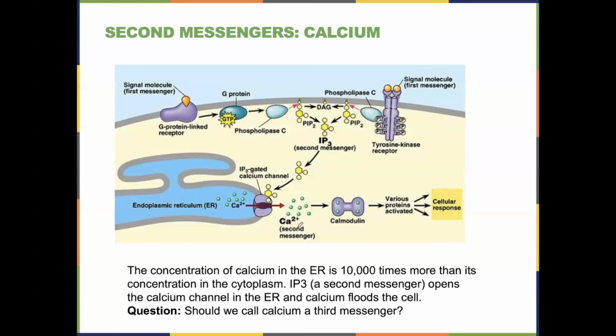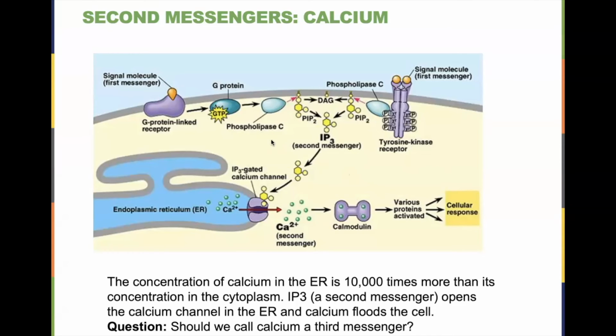It is still a second messenger. Note that this is also an example of signal integration, as you have this pathway started by the G protein linked receptor here and the receptor tyrosine kinase pathway here converging to make the second messenger IP3.